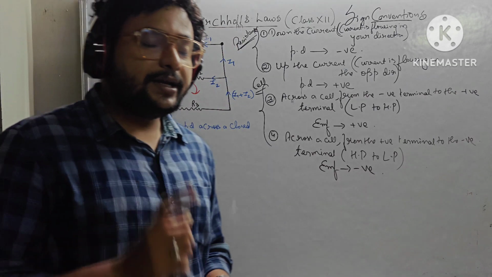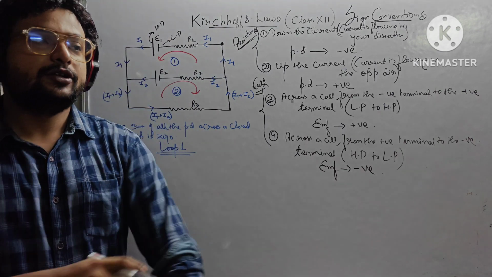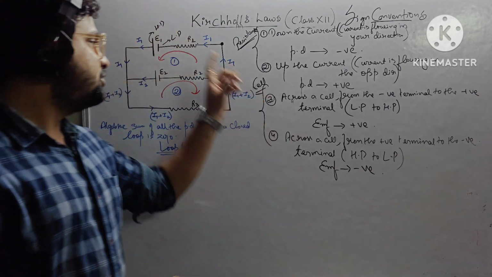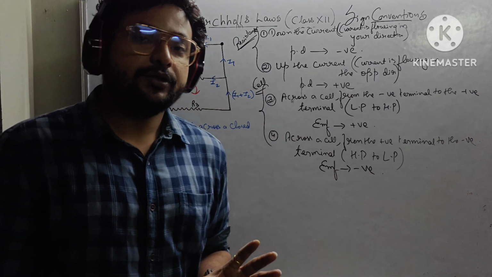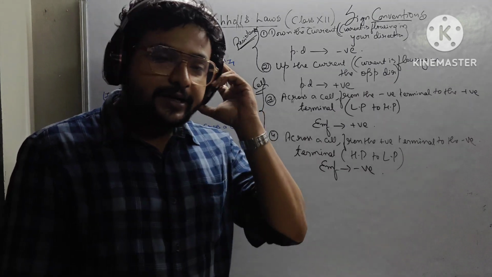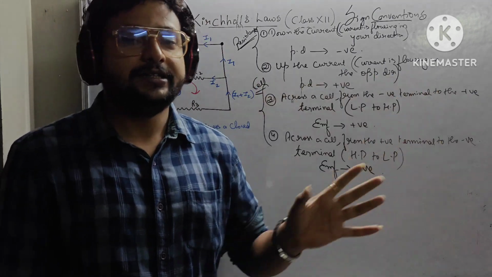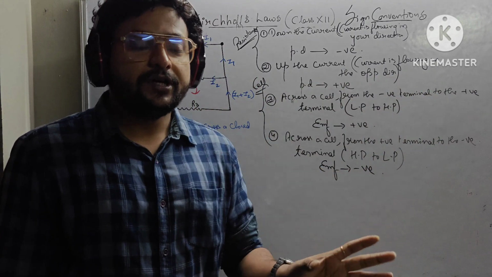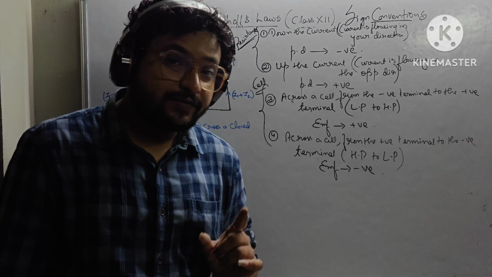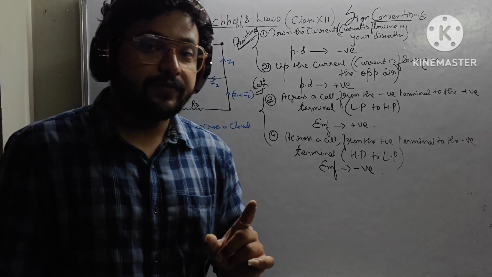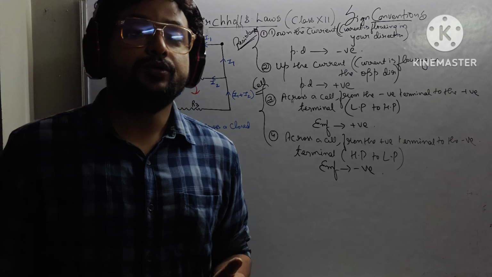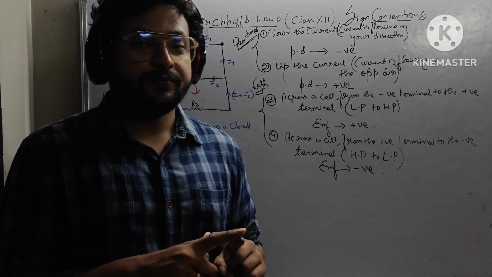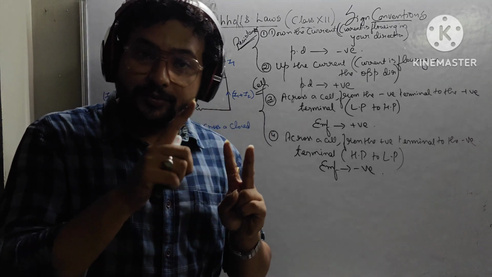Now in certain numericals, the distribution of current is already given in the question. So if the distribution of current is given, your one work is already done, you don't have to do that one. But if the distribution of current is not given, then the first thing that you have to do is mark the currents. Second thing that you have to do, remember the steps.